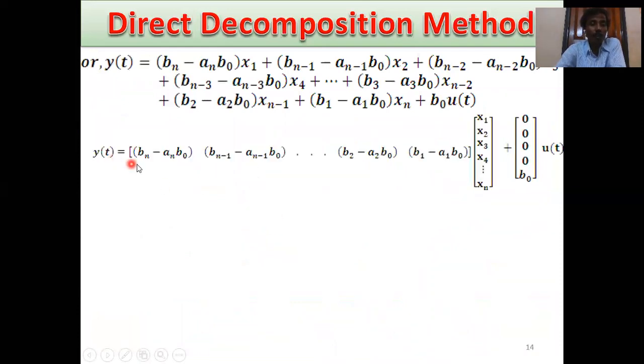Then the matrix form of the output: y of t equals bn minus an b0, bn minus 1 minus an minus 1 b0, dot dot dot, b2 minus a2 b0. These are the coefficients, multiplied with x1, x2, x3, dot dot dot xn. Just multiply this into x1, this into x2, and this into xn. Finally the zeros, dot dot dot, and b0 into u of t.